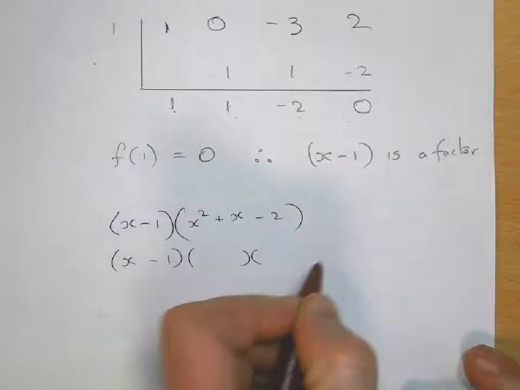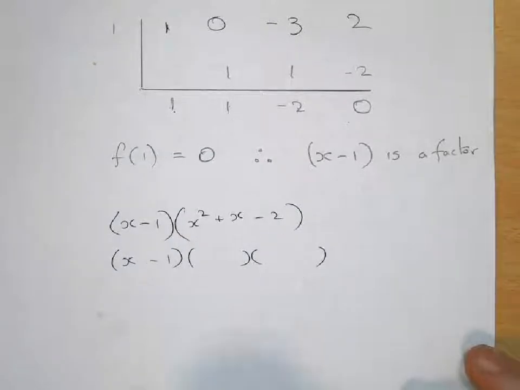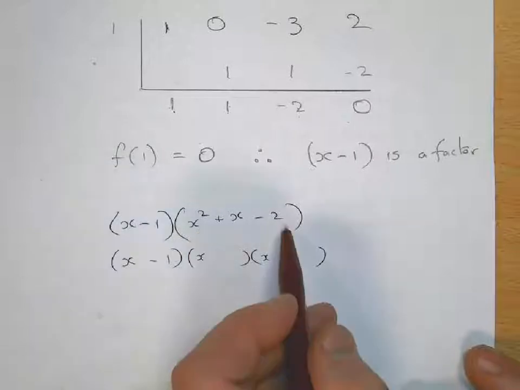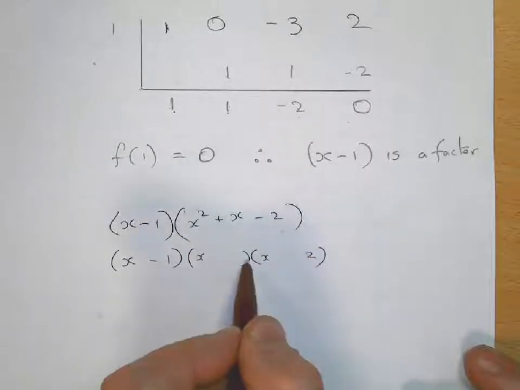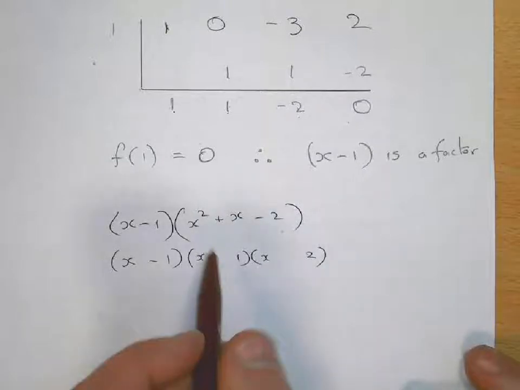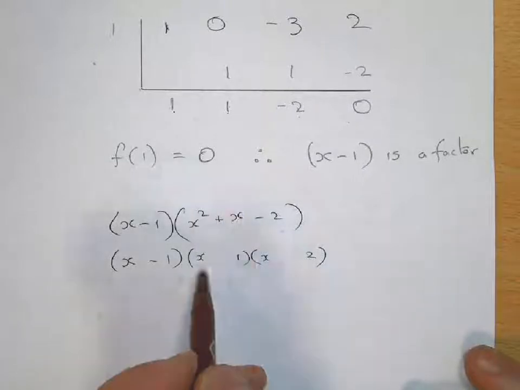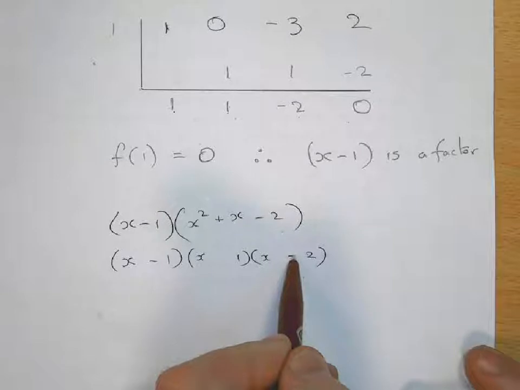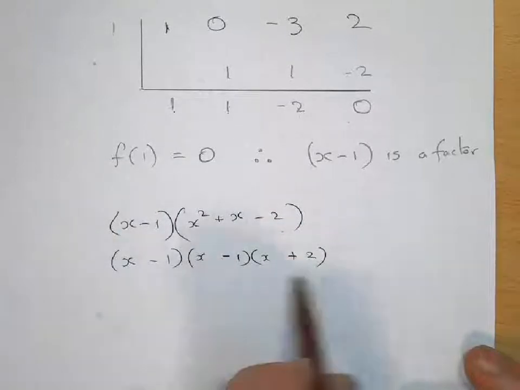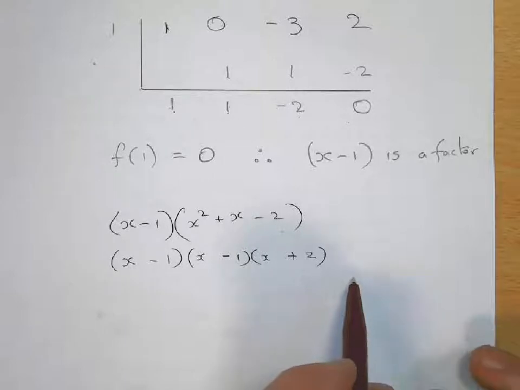So we put double brackets. x times x will give us x squared. 2 times 1 will give us a 2. Now I'm just going to work out what signs are going to be. Because we want a plus x here, we're going to have a plus 2 take away a 1. And that is it completely factorized, but it's asking for the roots.